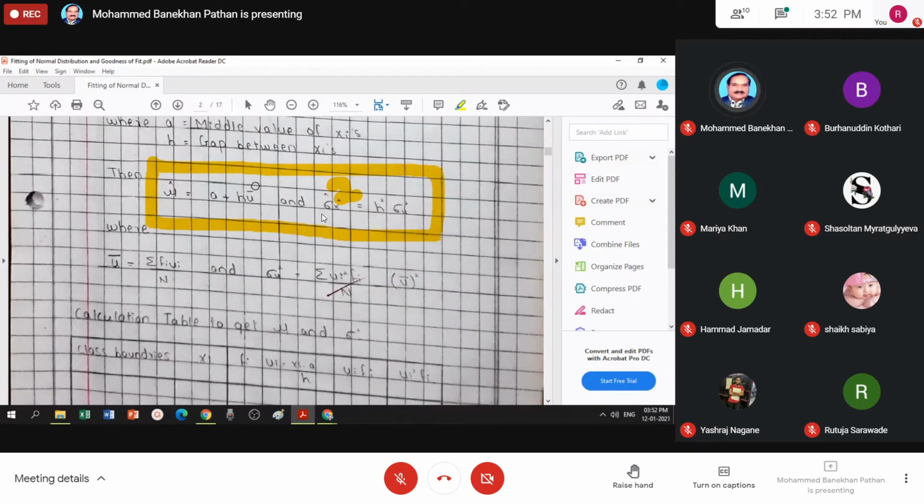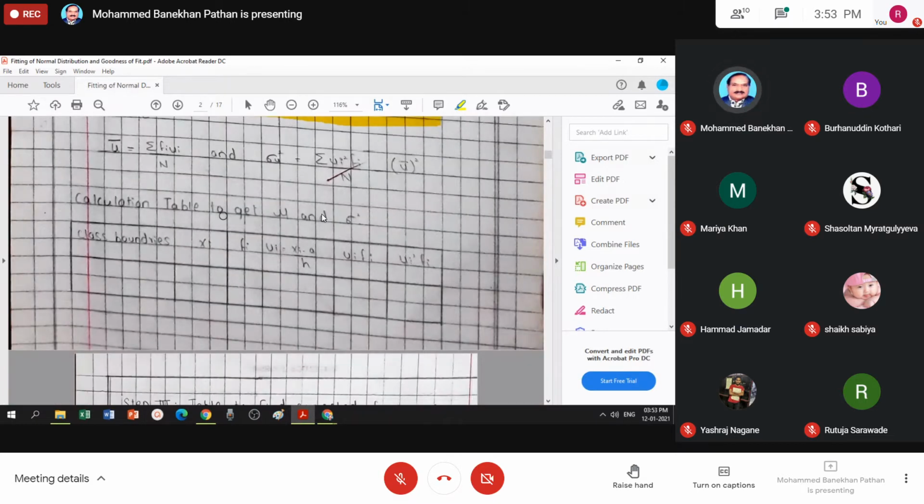Now, what is u bar? U bar is nothing but the mean of the new variable, summation f_i u_i upon capital N. And what is sigma square u? It is summation u_i square f_i upon capital N minus u bar square. So after having these formulae, I prepare a calculation table to get mu and sigma square.